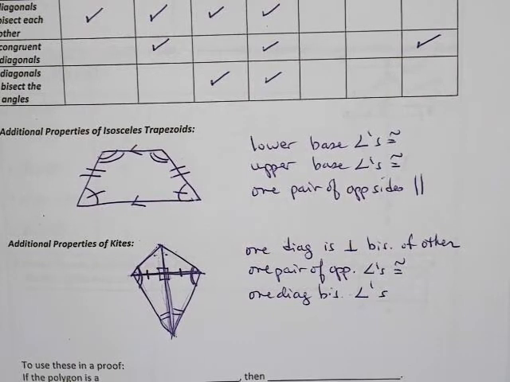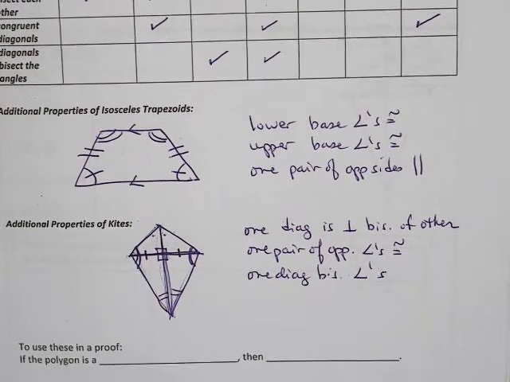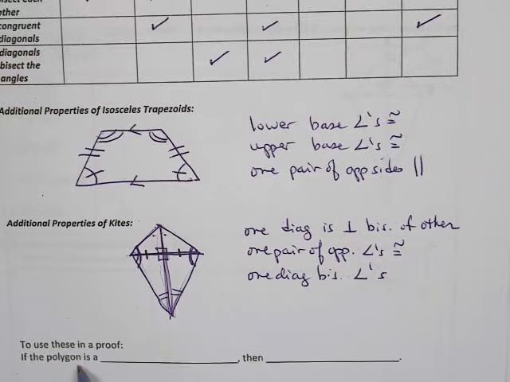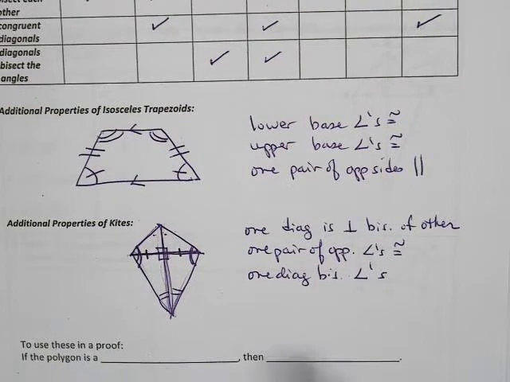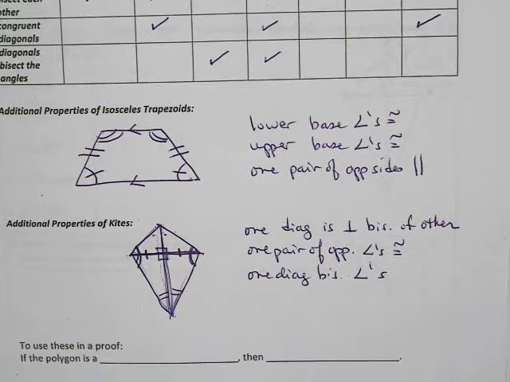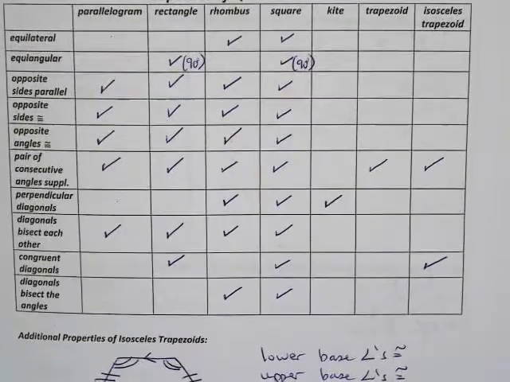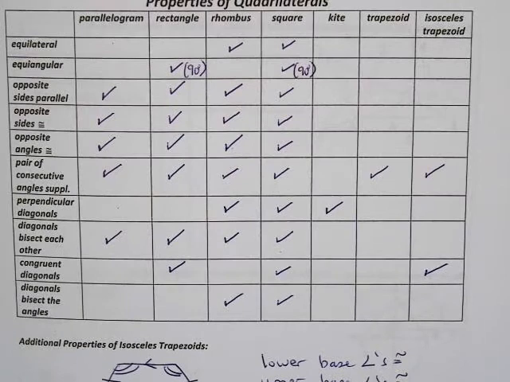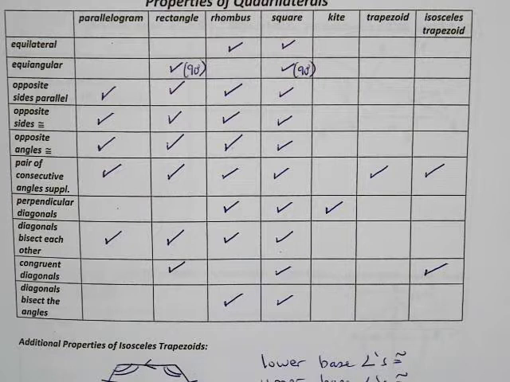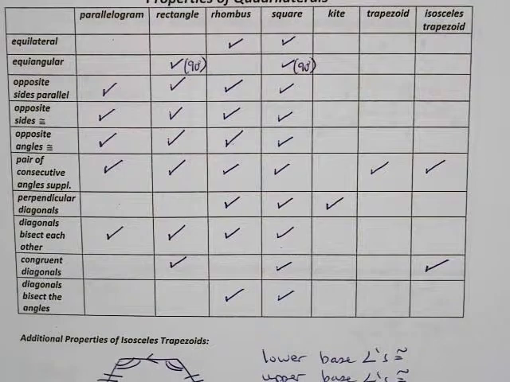You can use any of these in a proof just by simply saying if the polygon is a rhombus, then the diagonals are perpendicular. Or if the polygon is a trapezoid, then lower base angles are congruent. So all of these check marks translate into theorems that you can use. We are mostly going to be using these to solve problems, and the good news is we're going to let you use this table. We know this is a whole lot to remember. All right, I just want to show you two quick problems here.